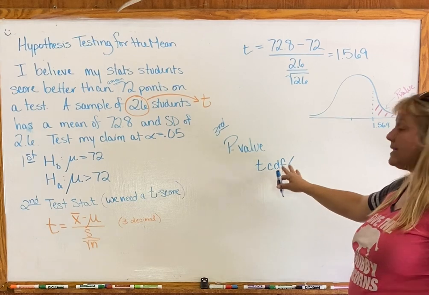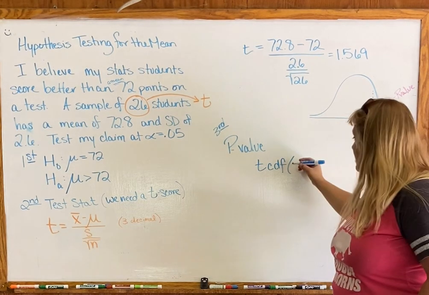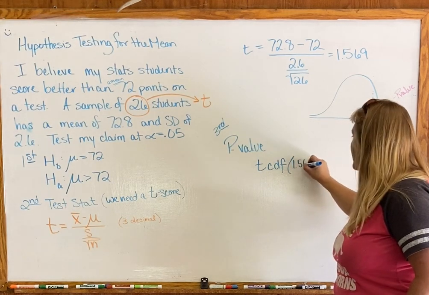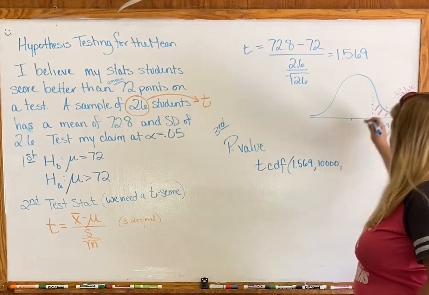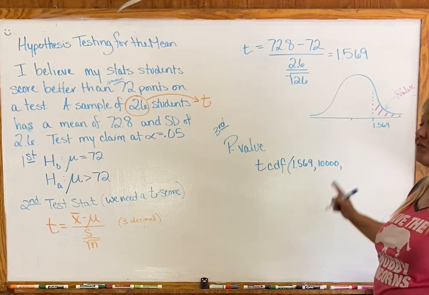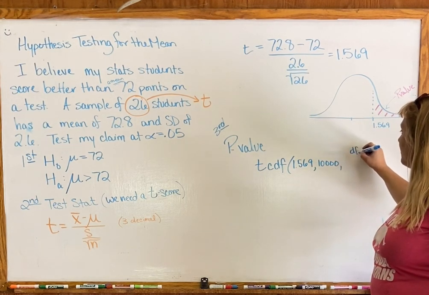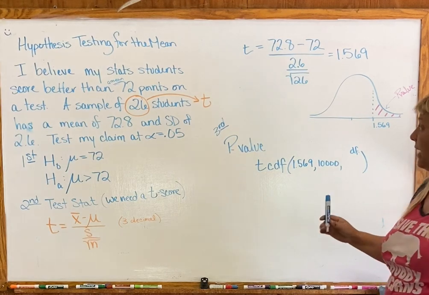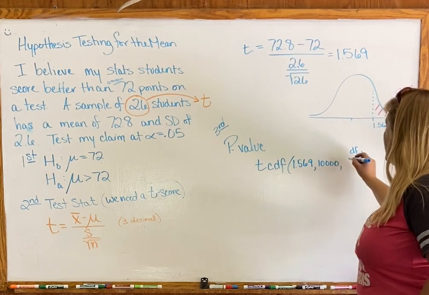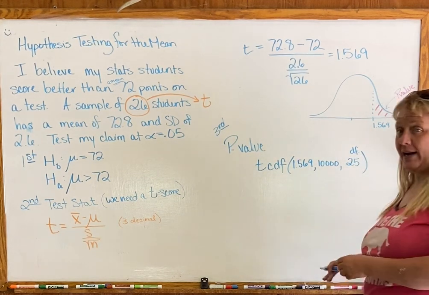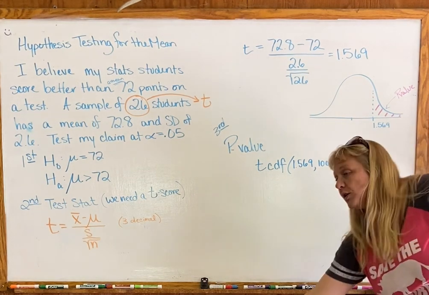So when we do a t-CDF, and I'll show you where that is again in a minute, it's going to ask us for our boundaries, as always. So we're going to go 1.569, comma, 10,000, right, going big. But the other thing that we have to do because of the t is we need to follow that with the degree of freedom. So remember that degree of freedom is required. So if we have 26 students, our degree of freedom is 25, right? So we've got to include that in the parentheses.